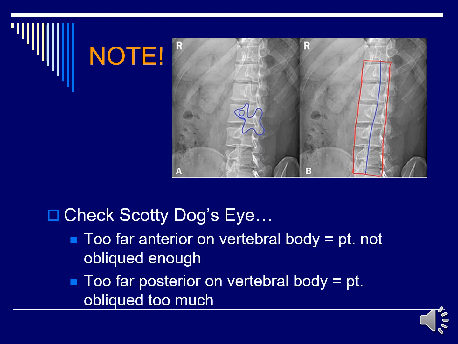Now, it's important to know if the patient was under or over rotated when you're looking at your obliques to determine if you have them positioned correctly. We're going to check that with the Scotty dog's eye or the pedicle. If the pedicle is too far anterior on the vertebral body, or looking more like the pedicle is still on the lateral margin of the body as it would be for an AP, the patient was not oblique enough. If the pedicle is too far behind the center of the vertebral body, then the patient is going closer to a lateral and the patient was oblique too much.